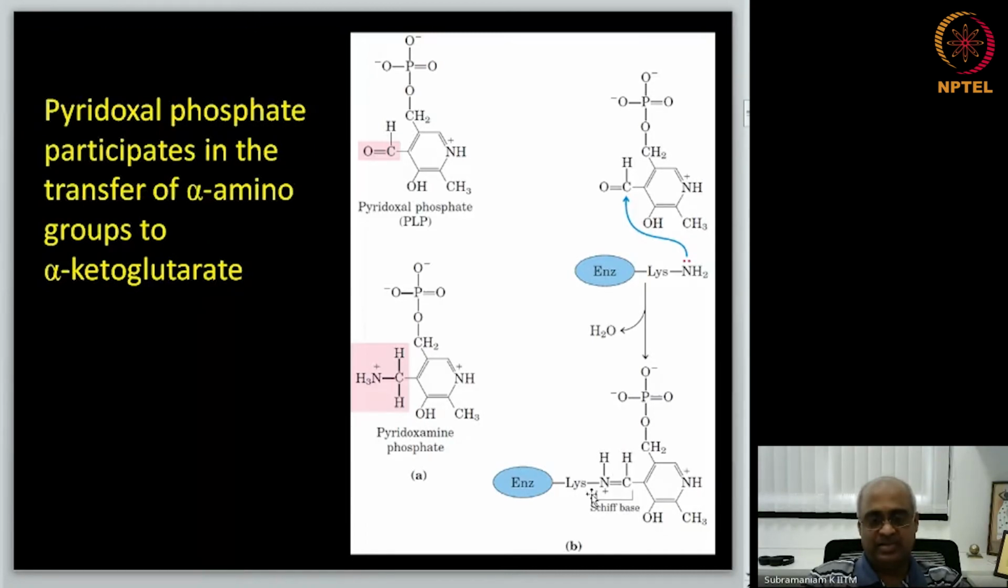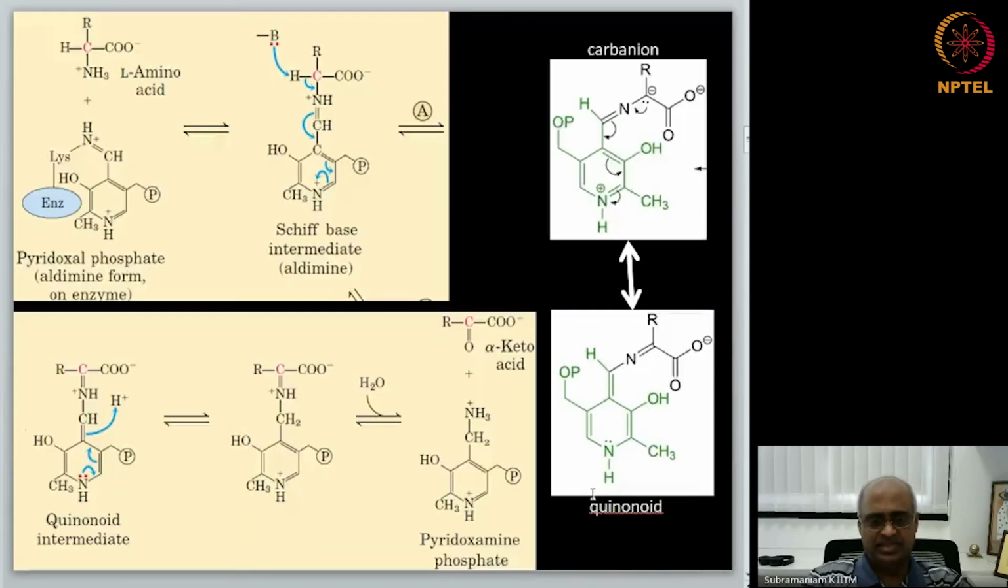And now let us look at the reaction itself. It's an extremely simple mechanism. There's nothing complicated about it. The first step is that the pyridoxal phosphate, covalently bonded to the lysine amino group, swaps this Schiff base with the amino group of an incoming amino acid. So instead of this, you have this attached in the same way. That is what this structure is.